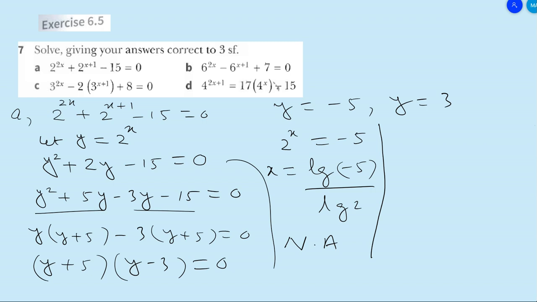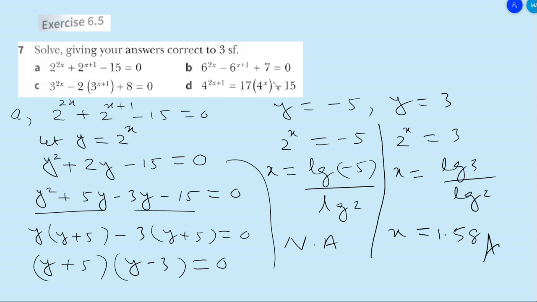Now taking y equals 3. What is y? 2 power x equals 3. Taking log on both sides, x equals log 3 upon log 2. The answer is 1.58. So this is our final answer, only one answer for this part. Move to part B.